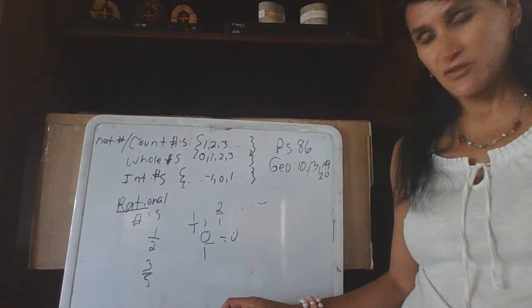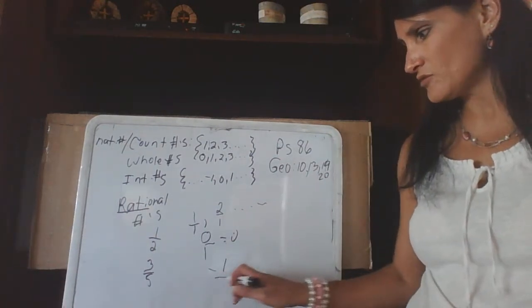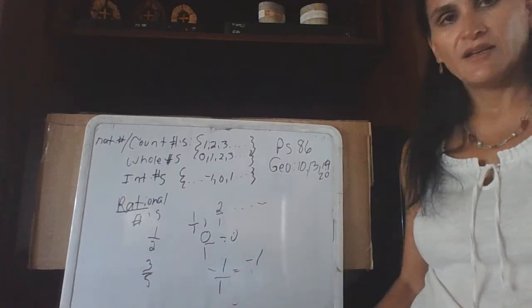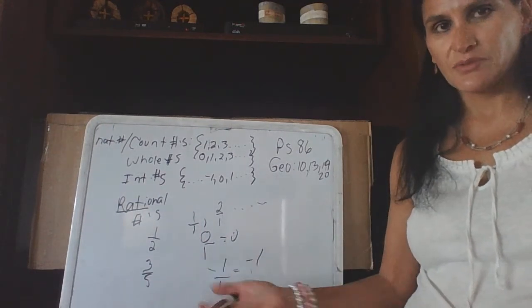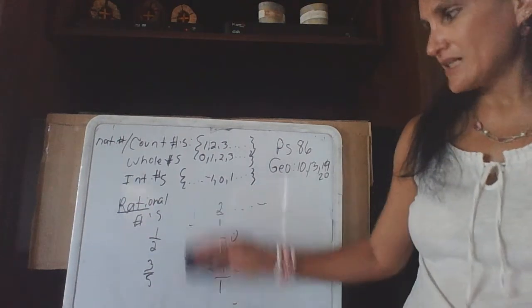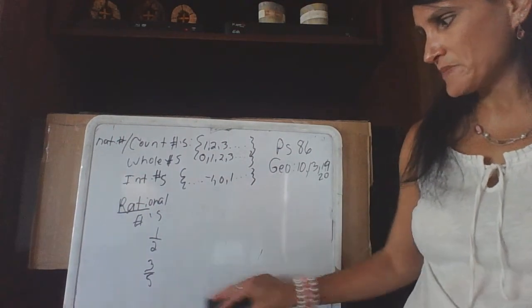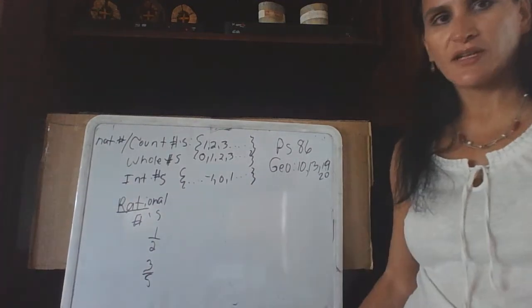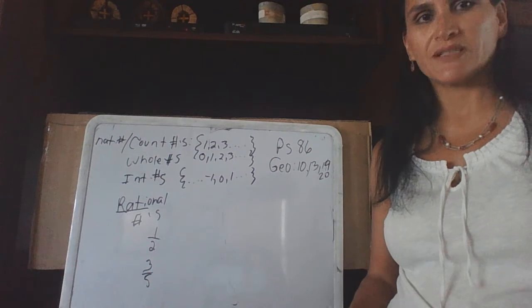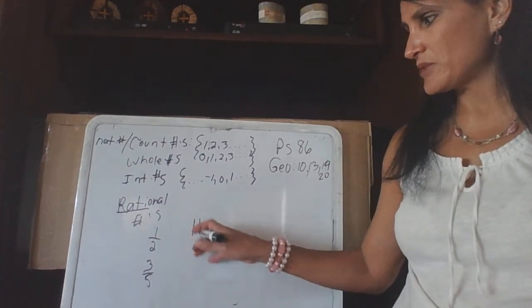How about your integers? Can you write -1 over 1? Yes, -1 over 1 equals -1. -2 over 1 is -2. So any number that can be placed over 1 and be simplified is considered a rational number. So numbers that cannot be written over 1 would be irrational numbers, and that's for a different lesson. But a good example would be pi.